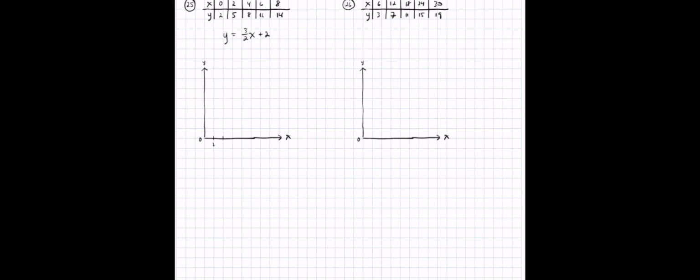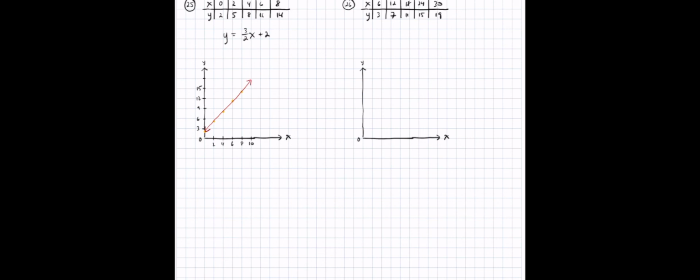Cool. So over here, we have to go to 8, so let's go 2, 4, 6, 8, 10. We have to go to 14 here, so let's go 2, 4, 6, 8, 10, 12. I'll go by 3s: 3, 6, 9, 12, 15. So 0, 2 is located here. 2, 5 is up here. 4, 8 right up here. 6, 11 right up here. And then 8, 14. Cool, there we go. That would be the graph here.